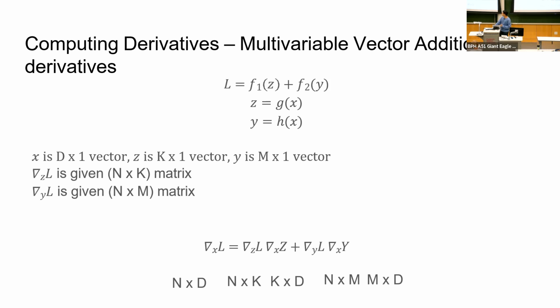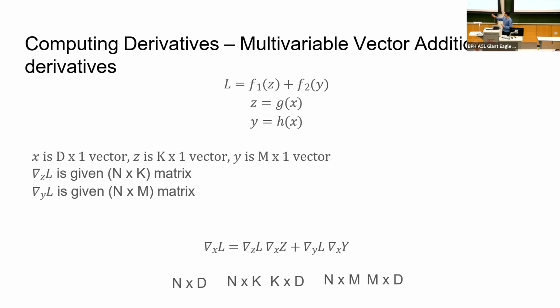All right, so computing derivatives for multivariable vector addition of derivatives. In this case, the loss function is the sum of two different functions. So L is defined as f1 of z plus f2 of y, and z and y are both functions of x. So you can think of this as the loss coming from two different parts, and both of those parts are a function of x in a different way. So to capture all of these relationships, when we take the derivative, we keep that into account.